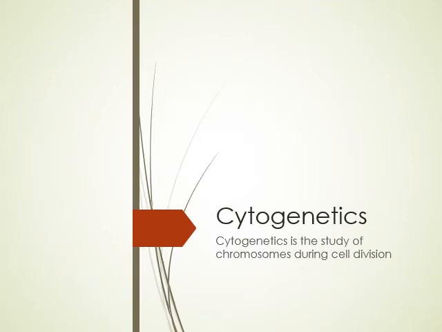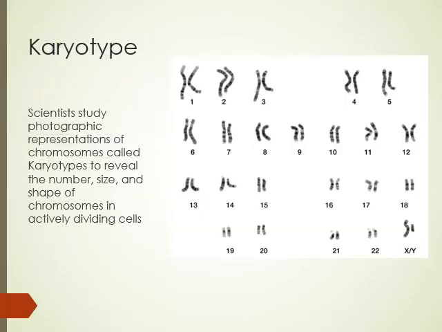Scientists who study this are known as cytogeneticists. They're the ones who look at chromosomes during cell division, and they get some cool images. The images they get are called karyotypes. Now, this is not a picture of the nucleus. This is not what chromosomes do in the nucleus.